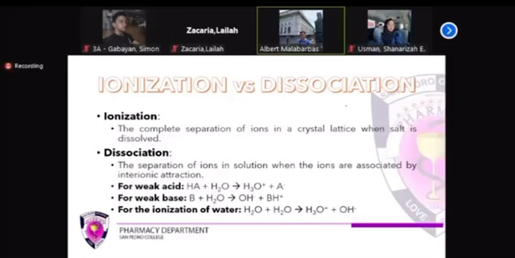Next, we have the following terms, ionization and dissociation. By definition, ionization refers to the complete separation of ions in a crystal lattice. Dissociation, separation of ions in solution when the solutions are associated by interionic attraction. Okay, but actually, they are similar terms. By concept, they are similar, but by definition, they are separate. Ionization, complete separation. Dissociation, just separation.